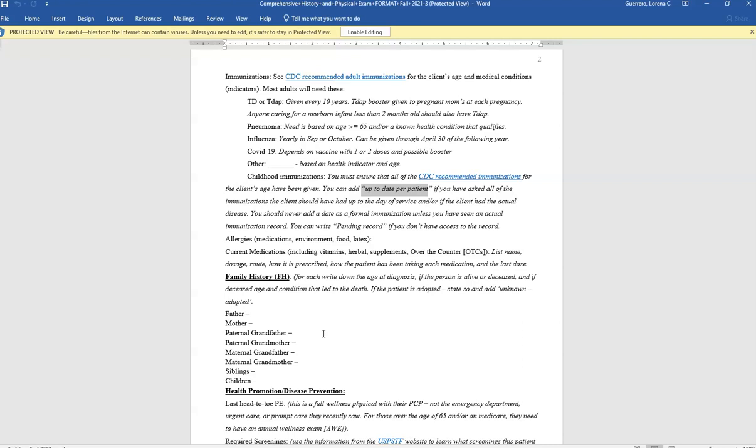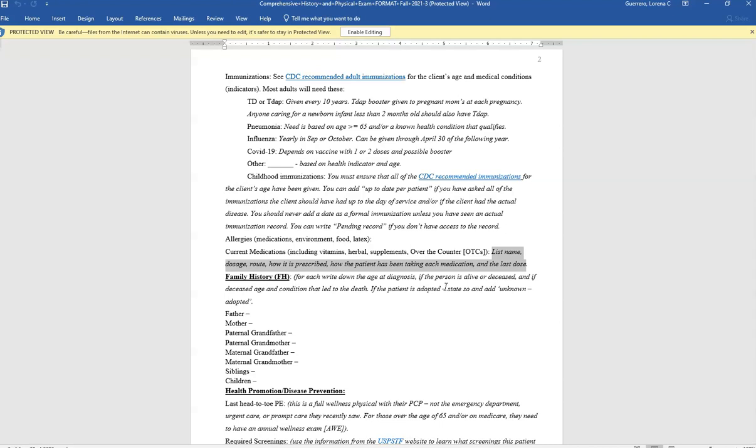Current medications. You should be asking about vitamins, herbal supplements, over-the-counters. And when you are noting this, you want to list, just like this says, the name, dosage, route, how it's prescribed, and how the patient is actually taking it. That may be two different ways. The physician or primary care provider says one thing on their prescription, but the patient's like, I can't take it, I can't afford it, so I've been doing this instead. Or they misunderstood.